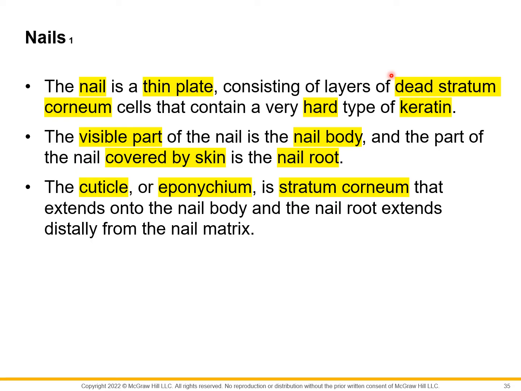So ayan, the visible part of the nail is the nail body, and the area that is covered by the skin is the nail root. So yung nakikita natin sa labas, yun yung nail body, yung area ng nail natin na hindi na natin nakikita dahil natatakpan ng skin, that is the nail root. Next, we have what is known as the cuticle or the eponychium. The eponychium is a stratum corneum that extends onto the nail body, and the nail root extends distally from the nail matrix. So ayun na po, wag lang natin kakalimutan that the cuticle is also referred to as the eponychium. At ito po ay gawa rin sa stratum corneum.